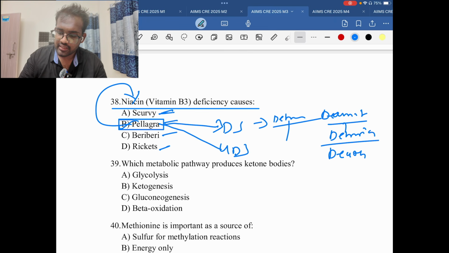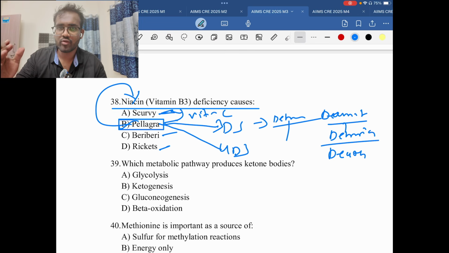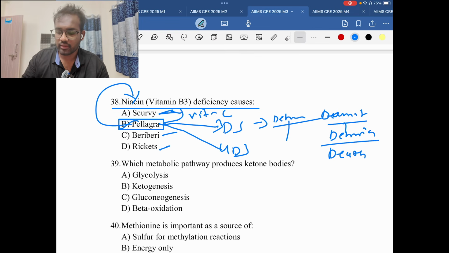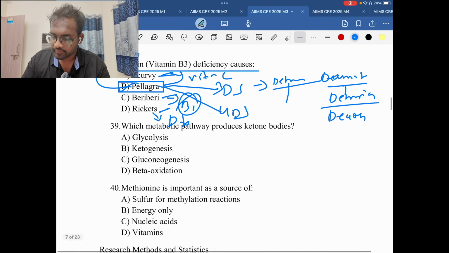Scurvy is caused by vitamin C deficiency. If there is a low level of vitamin C, the condition leads to scurvy, which is nothing but bleeding gums. Beriberi is caused due to the deficiency of B1, thiamine. Rickets is caused due to vitamin D deficiency. Always remember that. Many questions are formed from this.